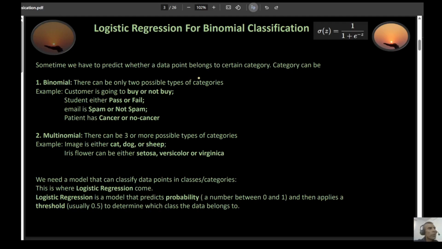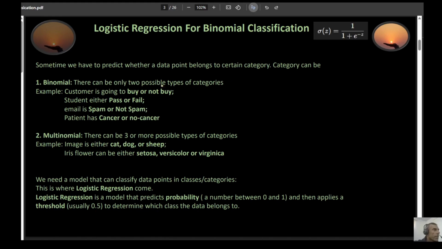So sometimes we have to predict whether a data point belongs to a certain category. We are not predicting a numerical value of a data point, we are predicting the category. Now, a category can be a numerical value. It could be 0, 1, or 1 and 2, but it cannot take an infinite range. It's always going to be finite.